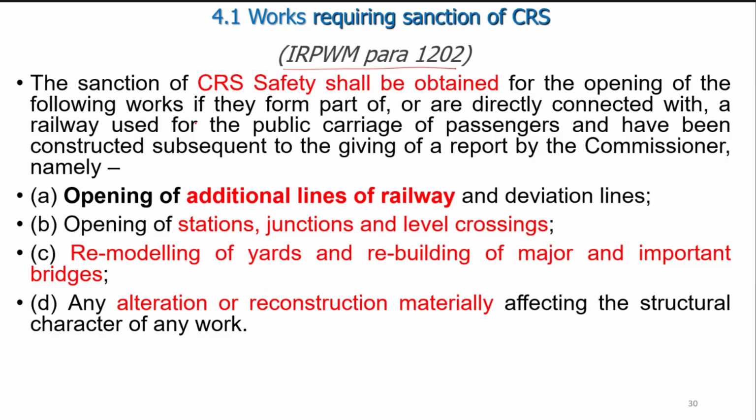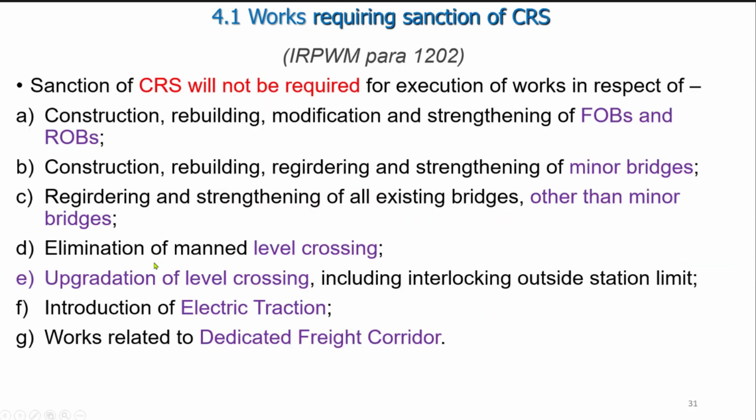CRS safety shall be obtained mostly for opening of an additional line of the railways, specifically bridges, opening of the extension junction level, remodeling of yard, rebuilding of major and important bridges, and any alteration or reconstruction of material. Similarly, CRS sanction is not required for the construction, rebuilding, modification and strengthening of FOBs and ROBs, or for strengthening of all existing bridges other than minor and major bridges, and the construction or rebuilding of minor bridges.